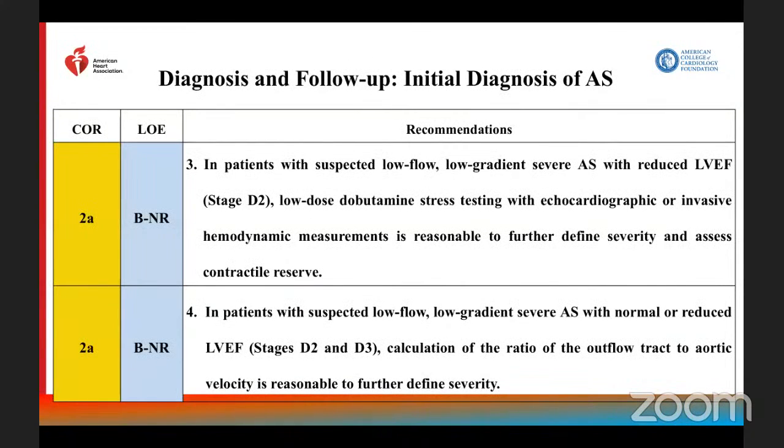In patients with suspected stage D2, a low dose dobutamine stress testing with echo or invasive hemodynamic measurement is reasonable to further define severity and assess contractile reserve. This is a class 2A B. In patients with suspected low flow, low gradient severe AS, which is stage D2 and D3, calculation of the ratio of the outflow tract to aortic velocity is reasonable to further define the severity. And this is a class 2A B.